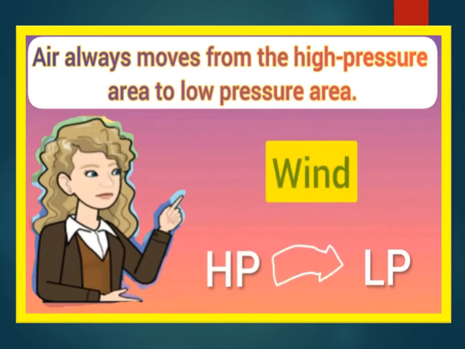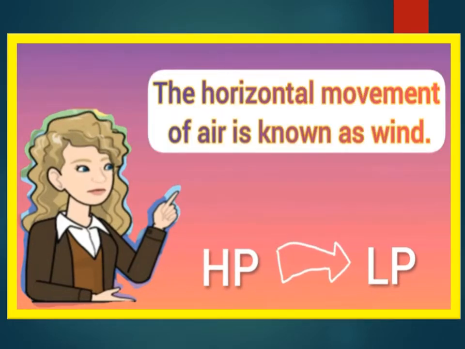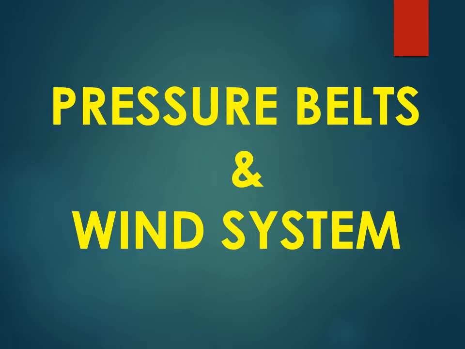Now children, always remember that air moves from high pressure to low pressure areas, and this horizontal movement of air is called wind. So children, remember the horizontal movement of air is known as wind, and air always blows from high pressure to low pressure. Let us now study the pressure belts and the wind system of the world.